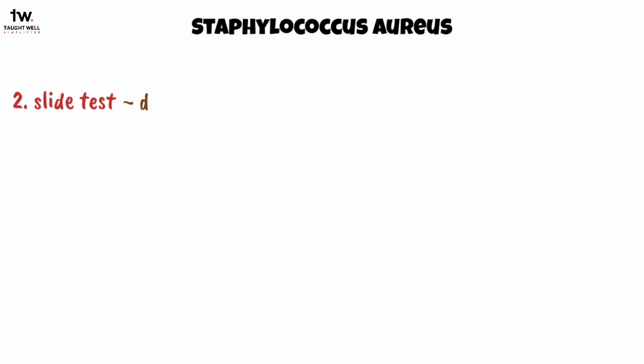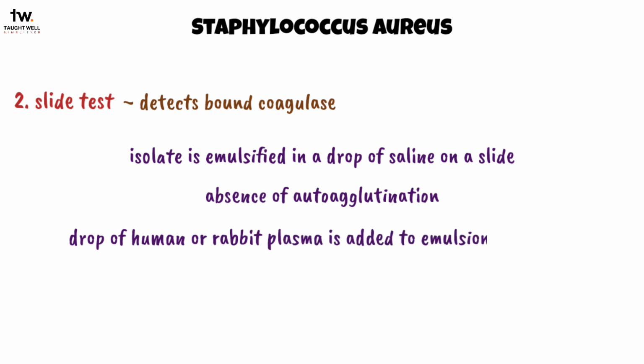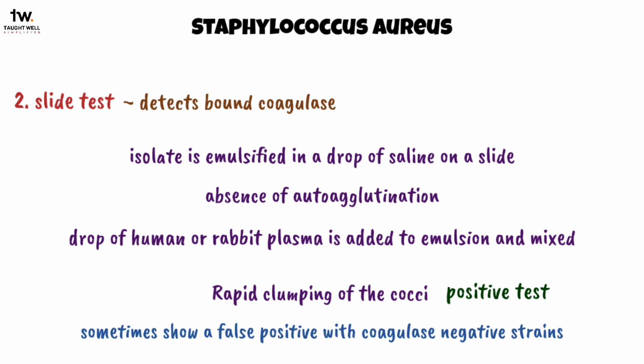The slide test detects bound coagulase. For the slide test, the isolate is emulsified in a drop of saline on a slide. After checking for absence of autoagglutination, a drop of human or rabbit plasma is added to the emulsion and mixed. Rapid clumping of the cocci indicates a positive test. Positive and negative controls are also set up. The problem with this test is that it may sometimes show a false positive with coagulase negative strains.